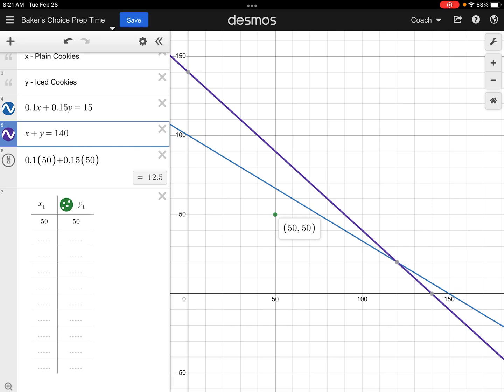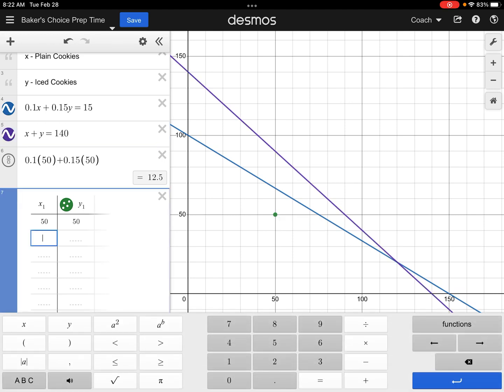So we can see 50-50, 50 plain, 50 iced, actually works for both restrictions. It is going to be under 140 total boxes of cookies, because 50 plus 50 is 100. And it's also under the 15 hours total that we have where our bakery is open to cook cookies. So are there any points that worked for oven space that don't work for the time? Well, let's look at that. Maybe 70 and 70. Let's try that.